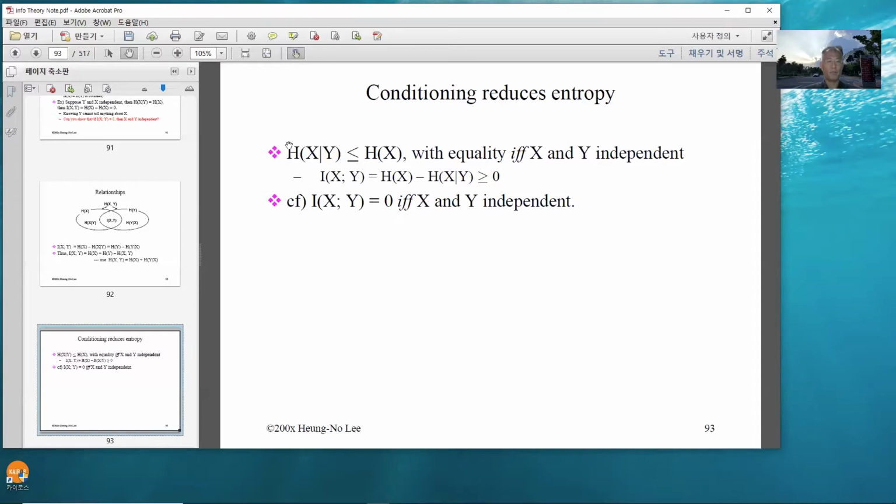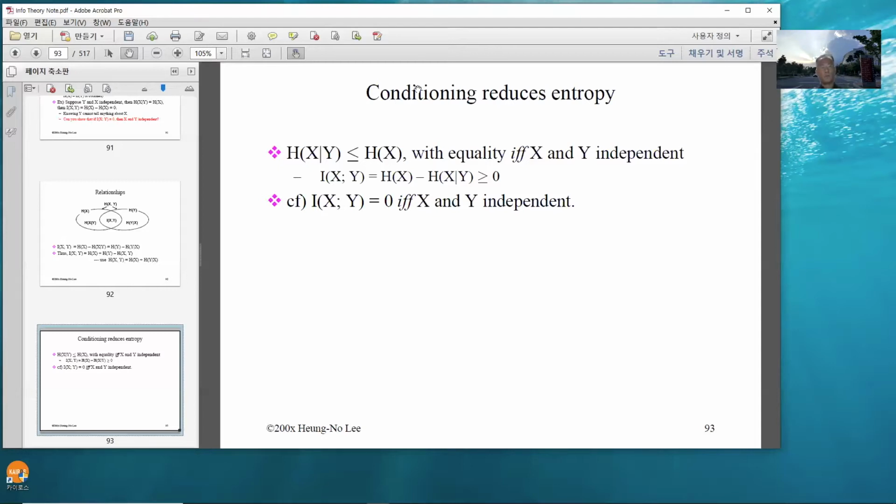So if it is independent, basically that is entropy of x, because knowing y will not tell anything at all about x. So the equality part is easy, and the inequality part is also easy, because if you move this to the other side, the right hand side becomes mutual information between x and y, and mutual information is non-negative. So that is already proved.